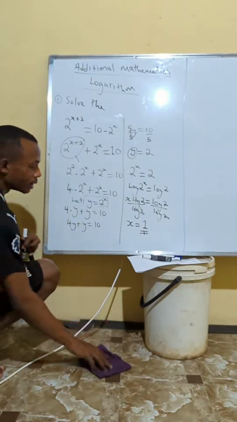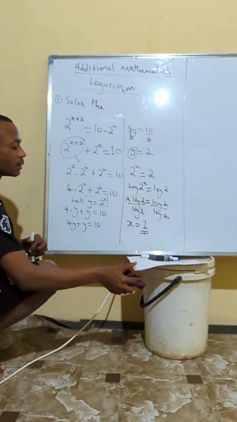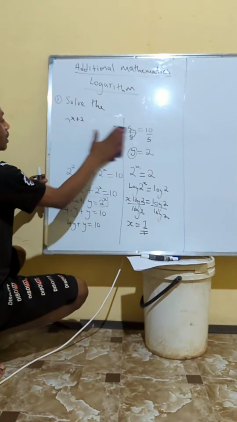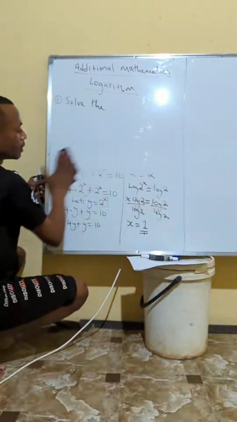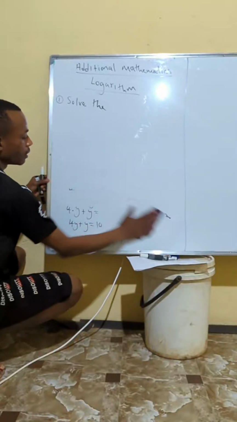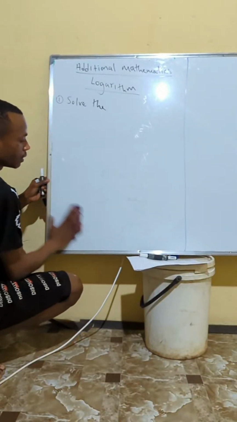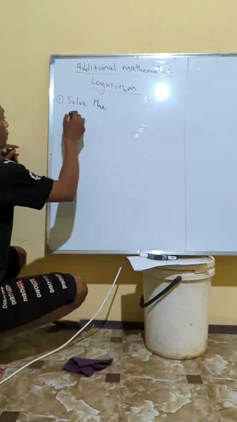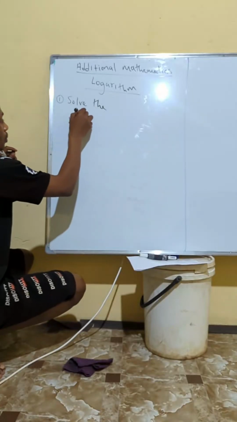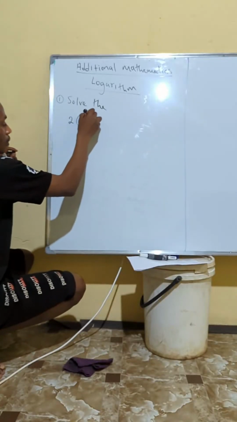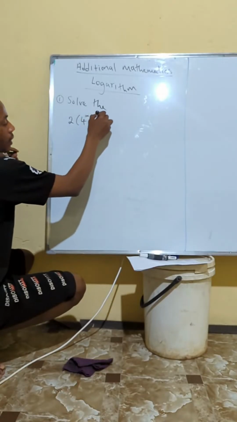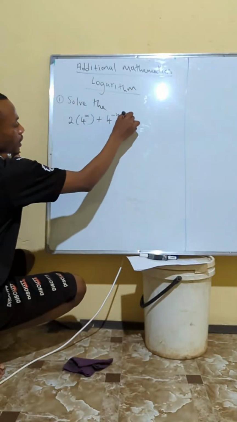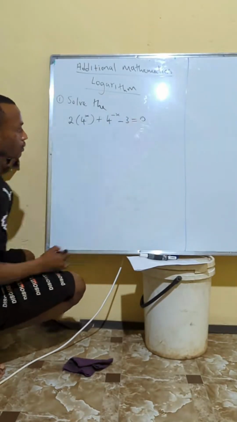We are going to erase and write the second question. So that is our first answer for the first question. Our second question states, excuse me, 2, then 4 to the power x, then plus 4 to the power negative x minus 3 is equals to 0.